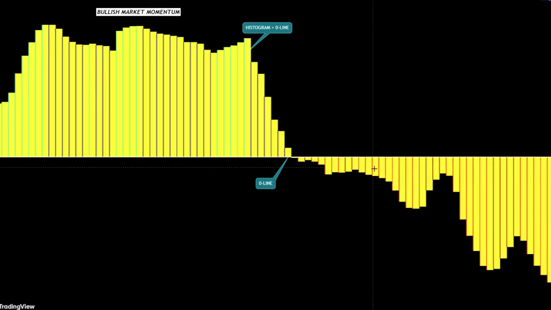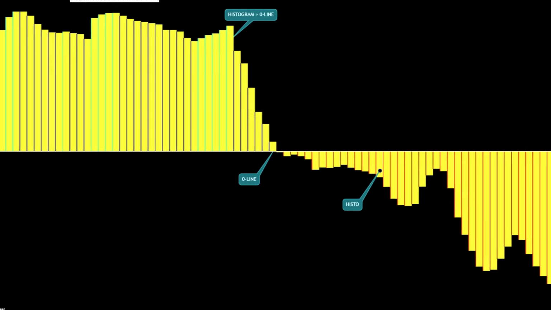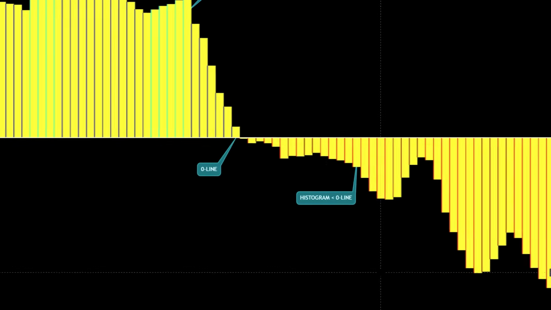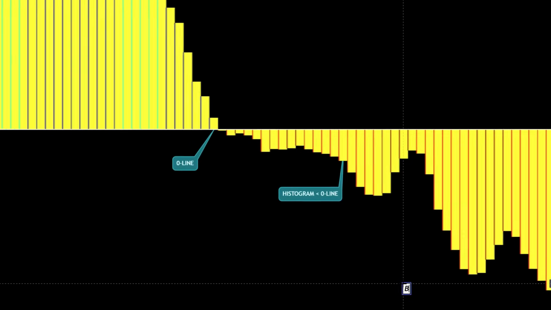Or in this next example, look how the histogram is clearly below the zero line. This means the higher time frame momentum is bearish. When the momentum is bearish, we only look for sell signals.